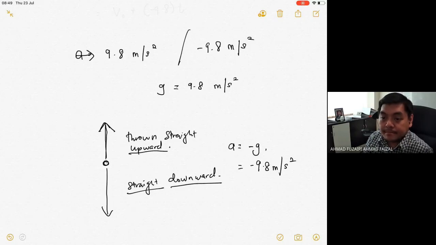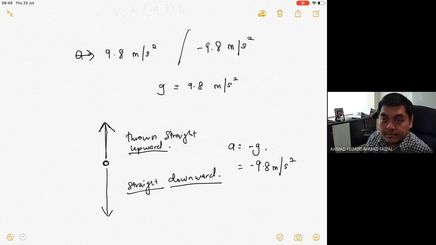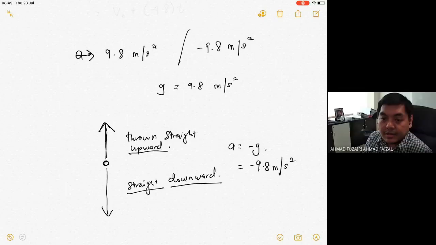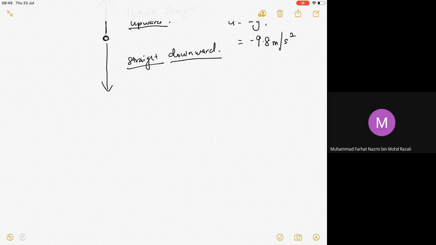Okay. Anyone else? You want to ask me questions? Please. Teacher, I don't understand about this acceleration, gravity. What kind of acceleration that you don't understand? For example, soalan dia macam mana? Acceleration for gravity and acceleration for normal.